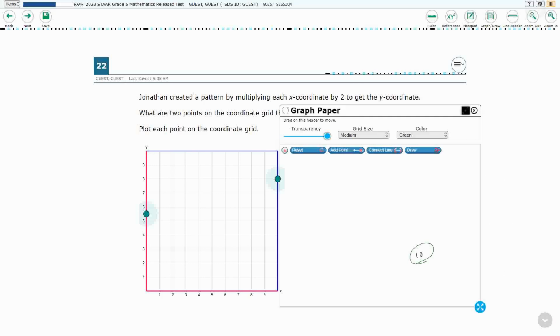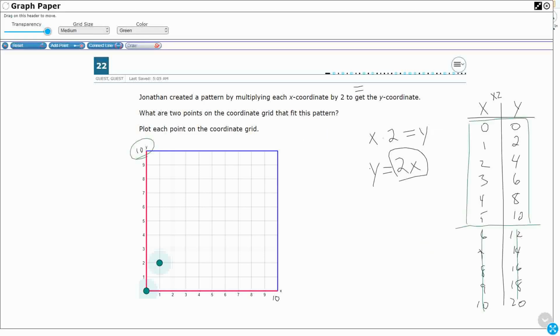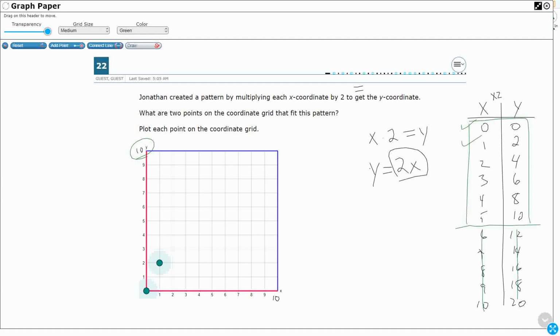I could do a 0, 0, and 1, 2. So I'm going to take this first one, move it down to the origin. That's where the x and the y value meet. And then I would do the x of 1 and then double it to a y of 2. If I did that, that is one correct answer. That's the cool thing about this new item type graphing: there's a lot of correct answers here. I only need 2 points.